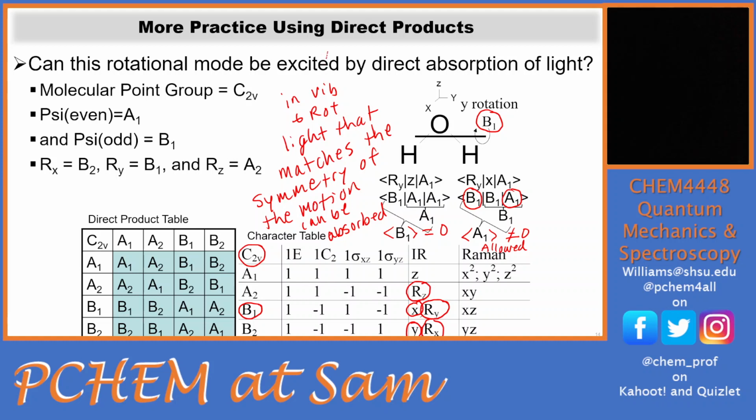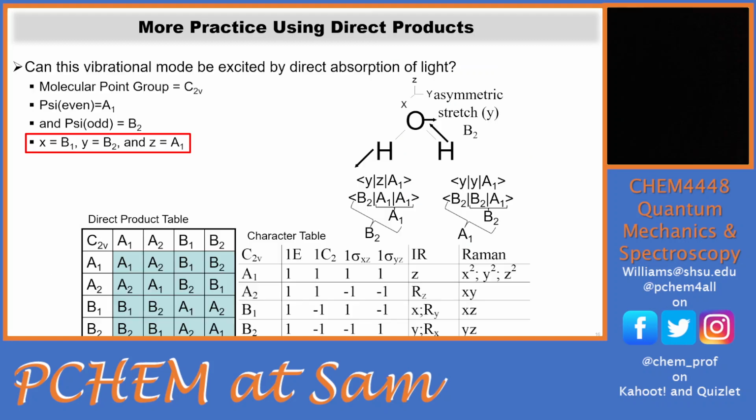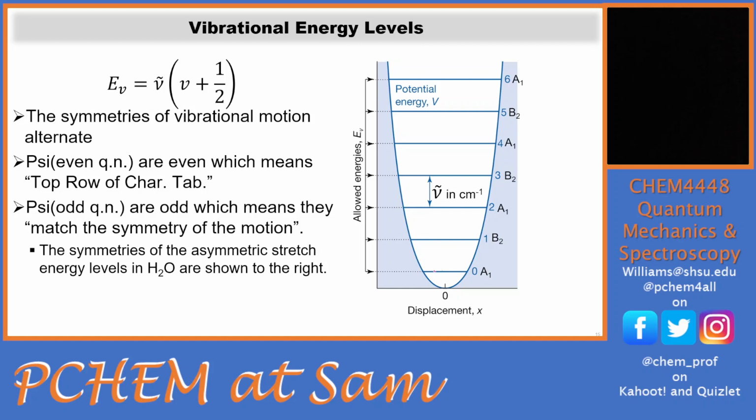Same thing will happen in vibration. So in infrared spectroscopy, because the energy levels alternate, whatever the symmetry of the motion is, that's the light that can be absorbed. So let's look at a vibrational example. So here we are in, I think it's the asymmetric stretch in water. Every other level is A1 and the other levels are B2. So the odd quantum numbers are B2. So that's the symmetry of the motion. And we can set this up like if we had this one, that's A1. I'll put a question mark here in B2.